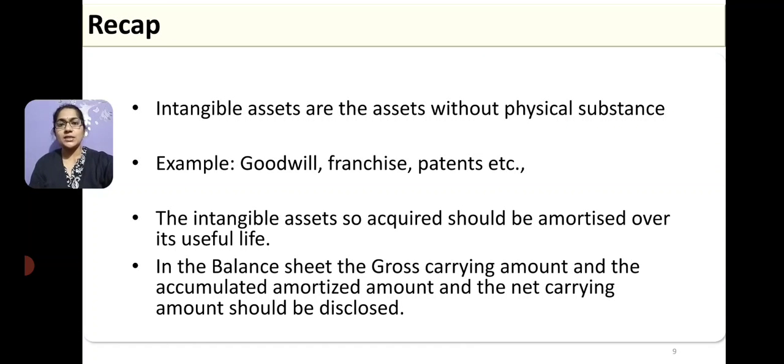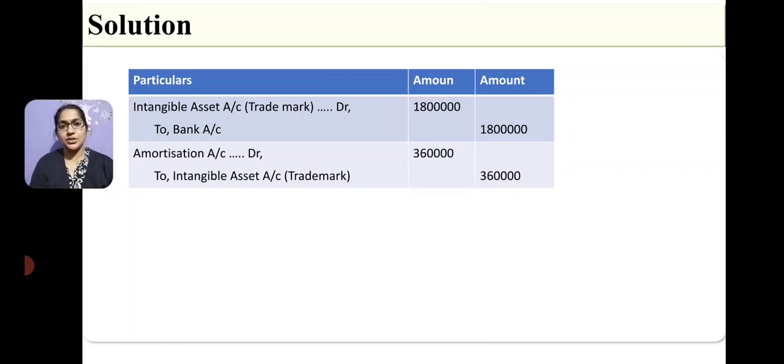Then they are also asking how it is shown in the balance sheet. In the balance sheet the cost would be 18 lakh, accumulated amortization would be 3,60,000. If you deduct that, the value you get is 14,40,000 as the carrying amount of the intangible asset.